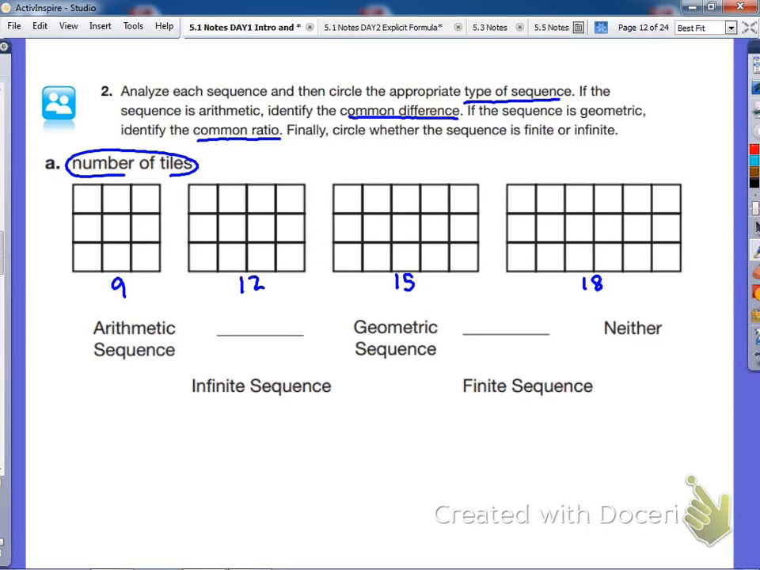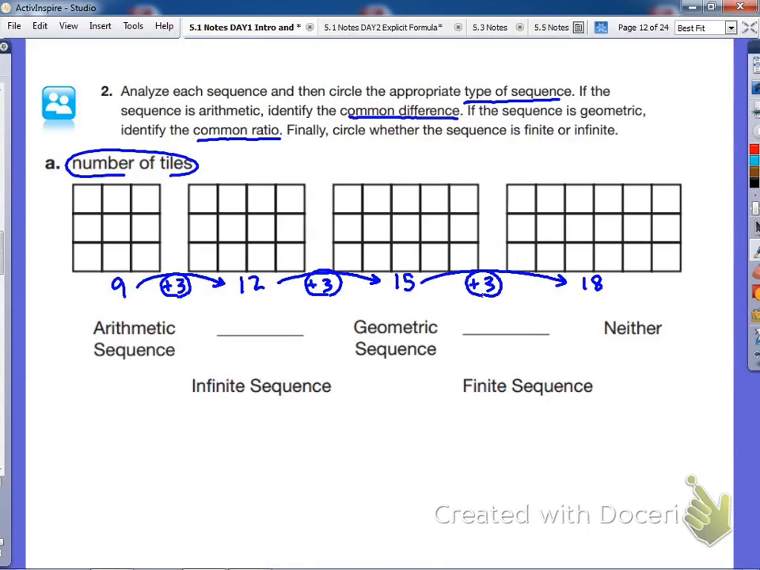Okay, so now check this. What do we do to go from 9 to 12? Okay, add 3 tiles. What about from 12 to 15? Add 3 tiles. 15 to 18? Add 3 tiles. So, there's this common theme, this common pattern of adding 3 tiles.